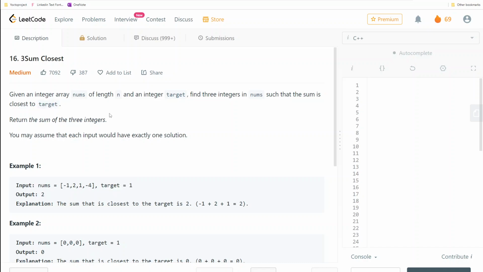And what they mean by closest to target simply means that whenever we take the difference of the sum and the target, whatever outcome we get should be on the lesser side. That's what I meant to say.